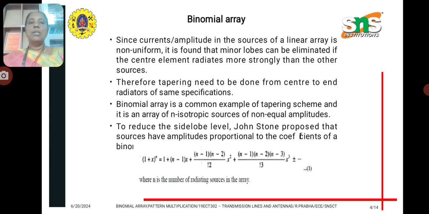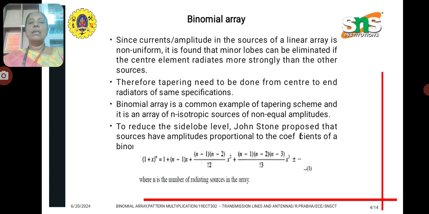In the binomial array, the currents and amplitudes in the sources of the linear array are non-uniform, and it is found that minor lobes can be eliminated if the center element radiates more strongly than the other sources. Therefore, tapering needs to be done from the center to the end radiators of the same specifications. The binomial array is a common example of a tapering scheme, and it is an array of n isotropic sources of non-equal amplitudes.